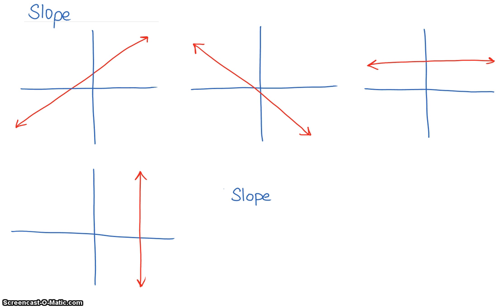For instance, we know that this slope has a positive value. We know that this one has a negative value. And we know that this one has a 0 value when we have a horizontal line. We also know that the slope for a vertical line is undefined. These are all things that we looked at last unit and talked about in the general sense.